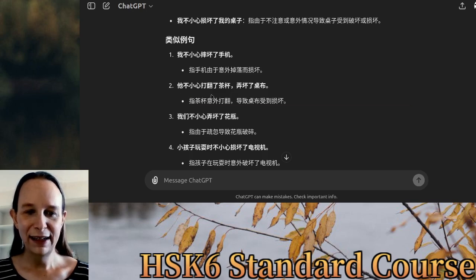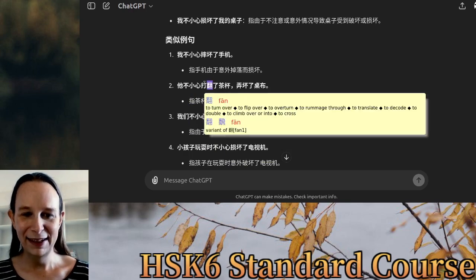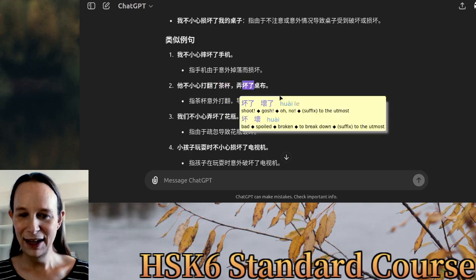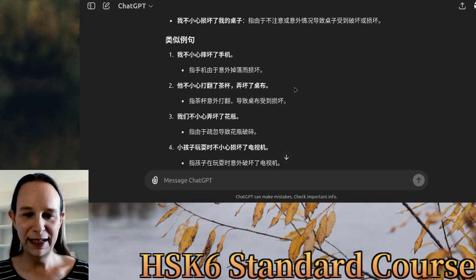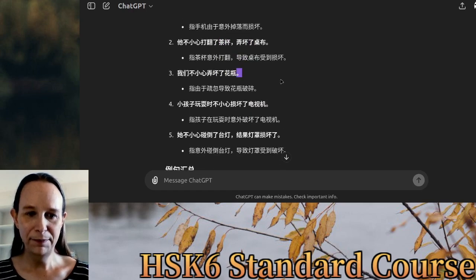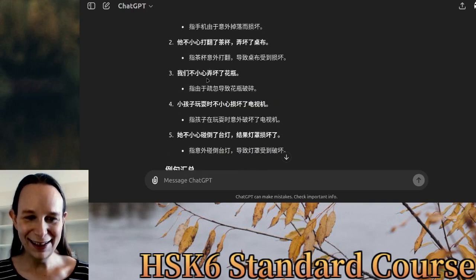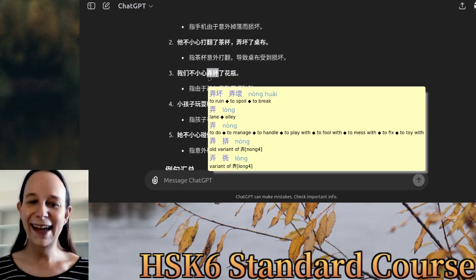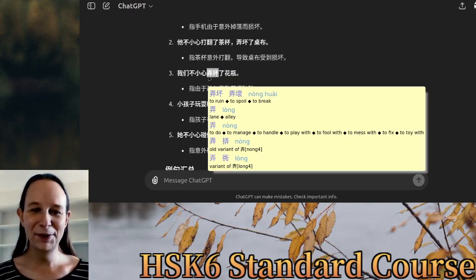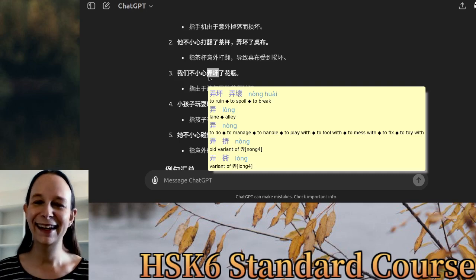他不小心打翻了茶杯, tipped over the cup. 打翻了茶杯, 弄坏了桌面桌布, destroyed the tablecloth. 我们不小心弄坏了花瓶. Yeah, 弄, I like this 弄. Nong is the arbitrary verb, the verb you use when you don't know which verb it is.